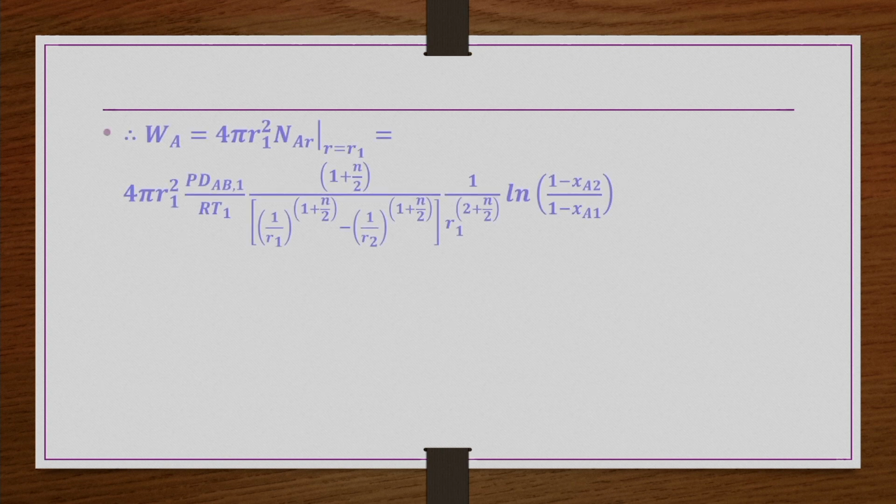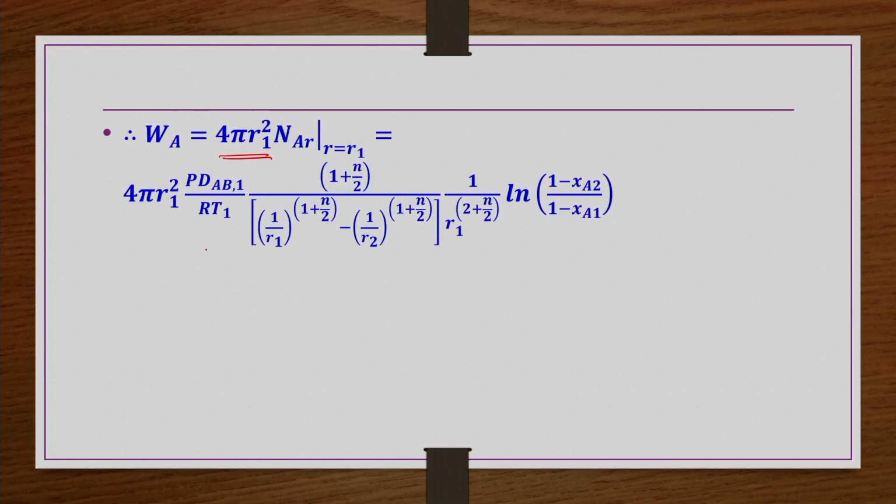Now if you want to know the mass transfer rate in moles per second, then N_AR at r equals r1 we have to multiply by the surface area of the droplet, that is 4 pi r1 squared, because the transfer of mass is taking place from the droplet surface, right. So N_AR at r equals r1 is nothing but this one.